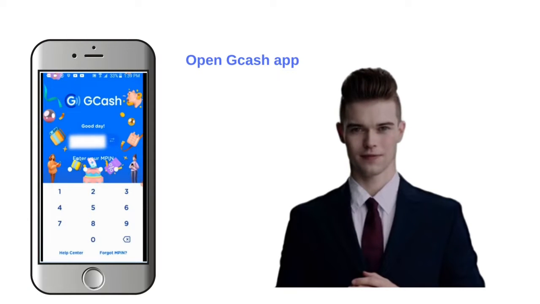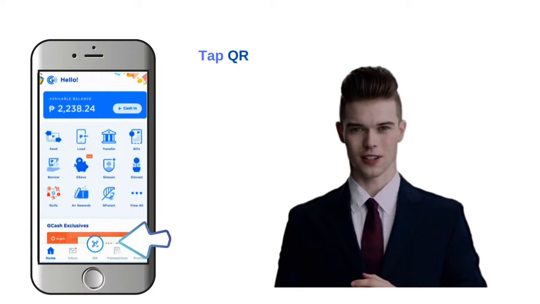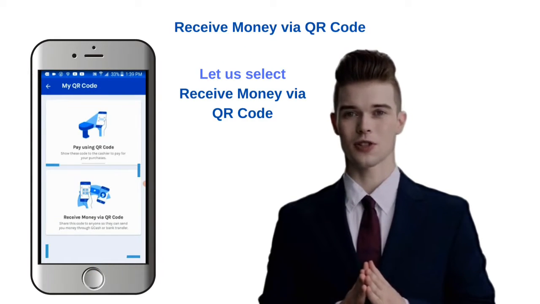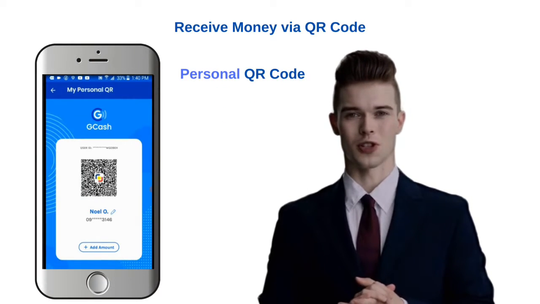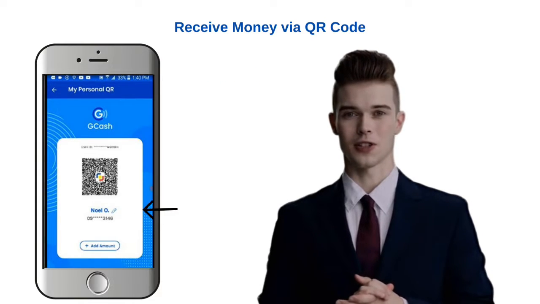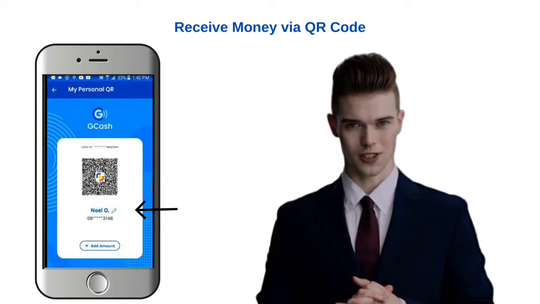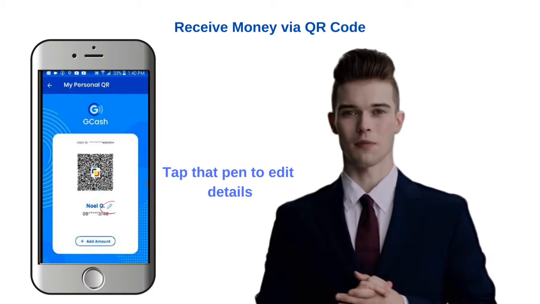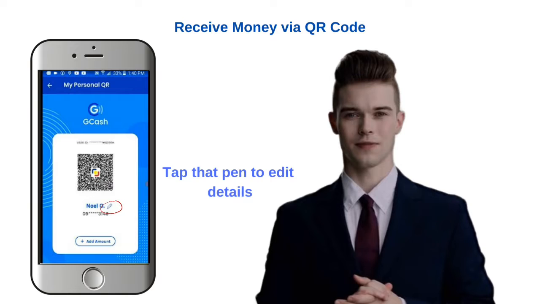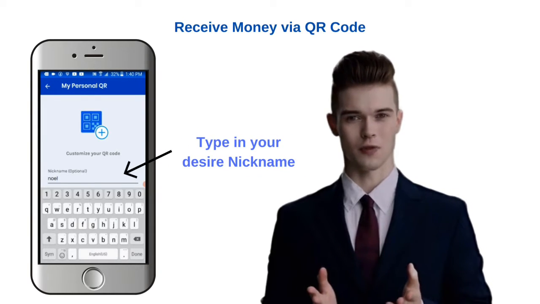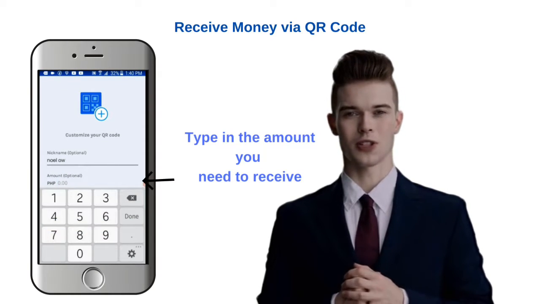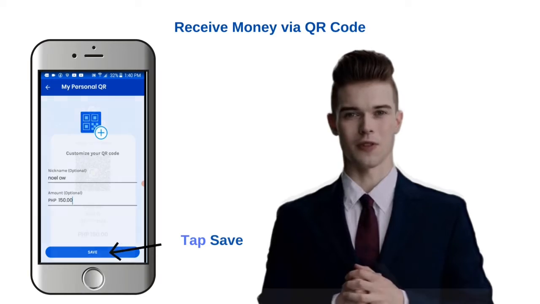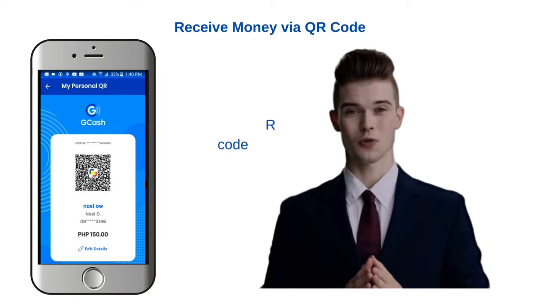Receive money via QR code. Open the GCash app. Tap QR. Let us select Receive money via QR code. This is now the QR code you've just generated. Because this is your first time generating your code, you cannot see the nickname. Tap the pencil icon to edit details. Type in your desired nickname you want to identify. Next is to type in the amount you need to receive. Tap Save. You now have a personal QR code.